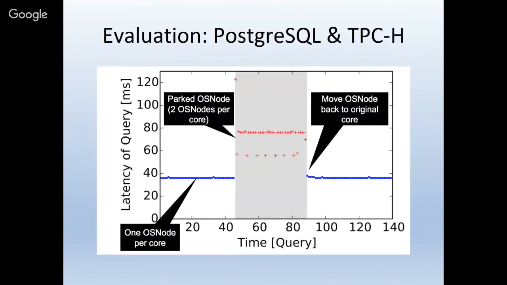So here we again have a PostgreSQL instance with a TPCH database inside an OS node. In the first part, we have one OS node per core, and the response time is about 40 milliseconds. At some point, we temporarily park the OS node. Now OS nodes share time on the core, therefore the latency increases up to 80 milliseconds. Afterwards, we move the OS node back to its original core, and the query response time normalizes again.